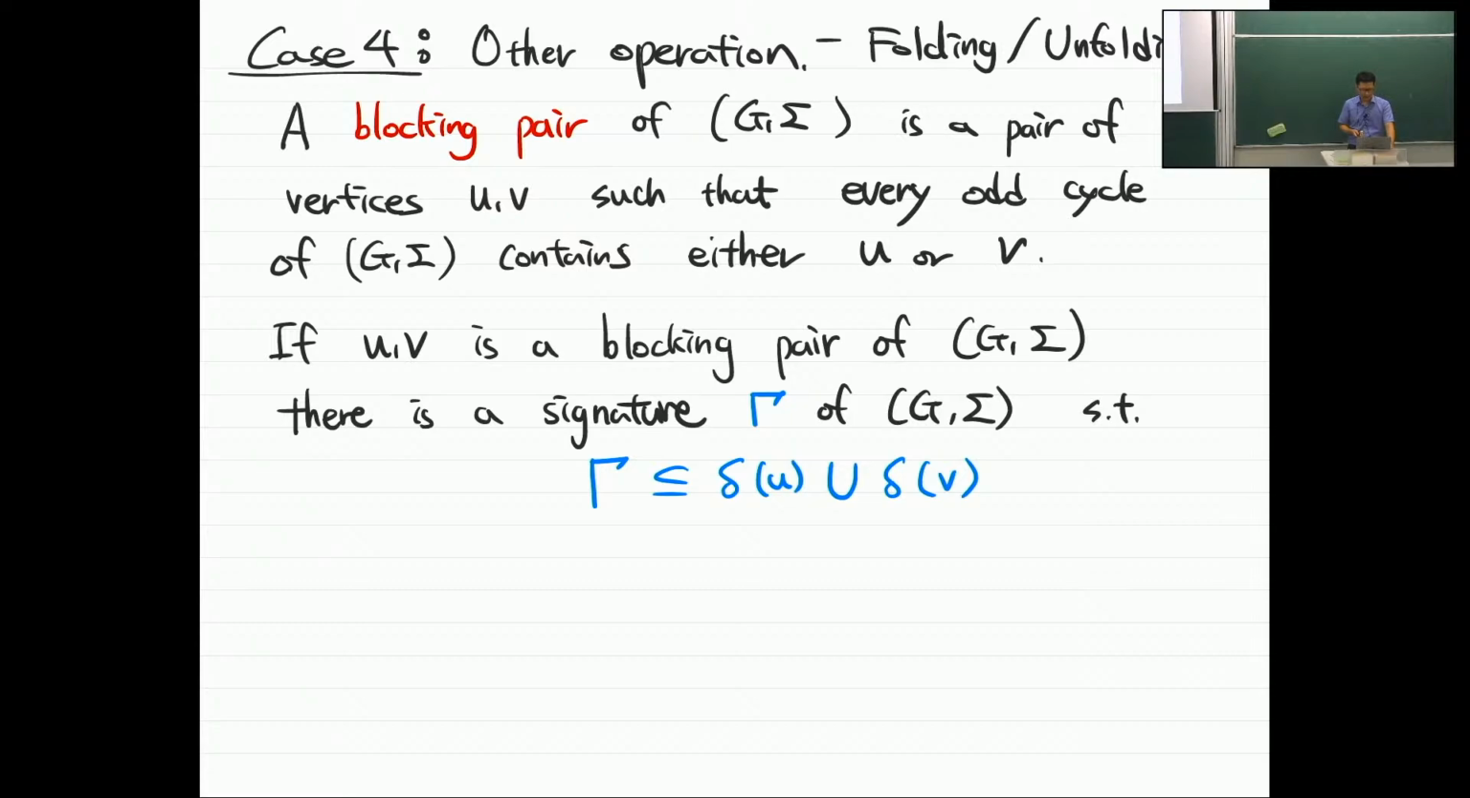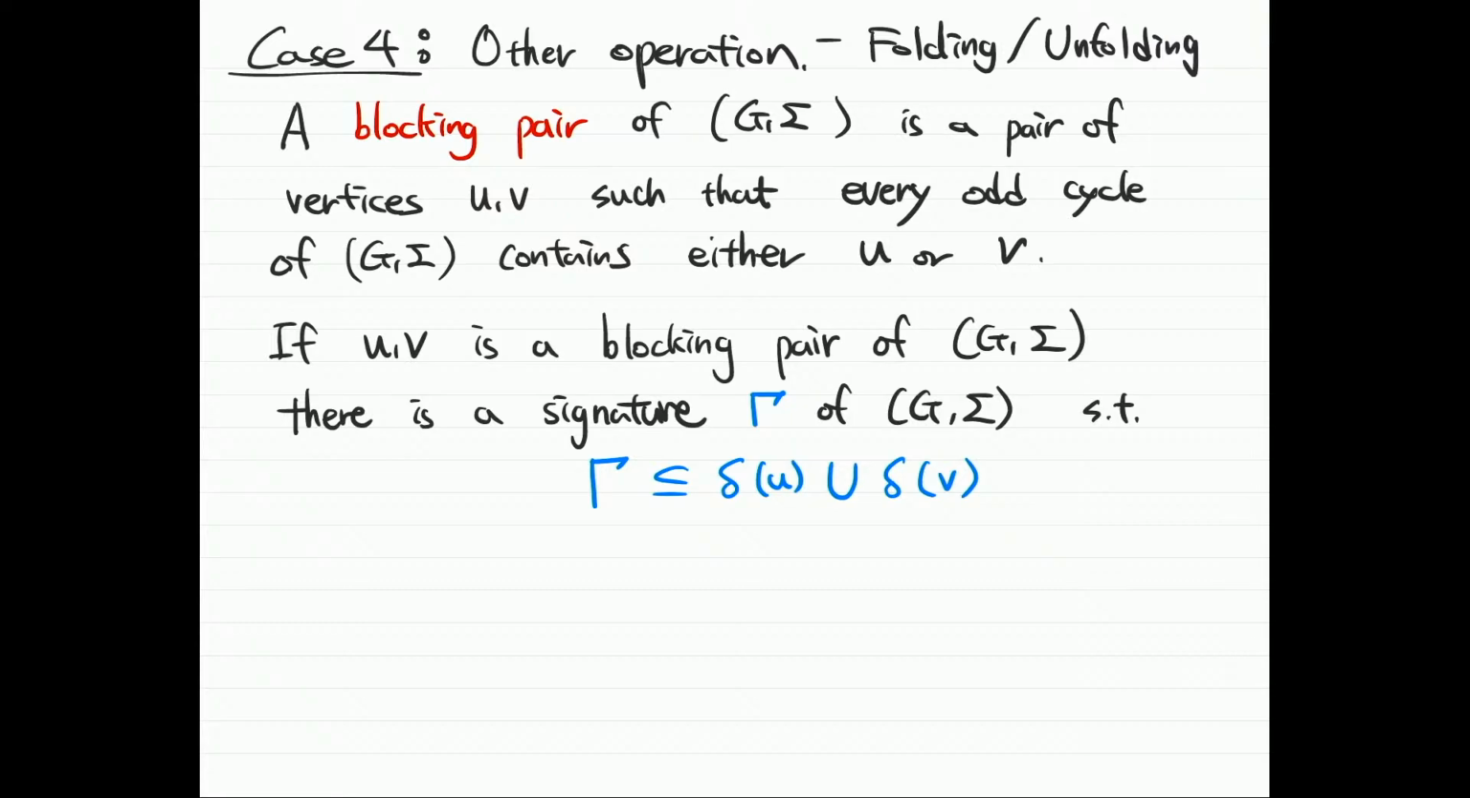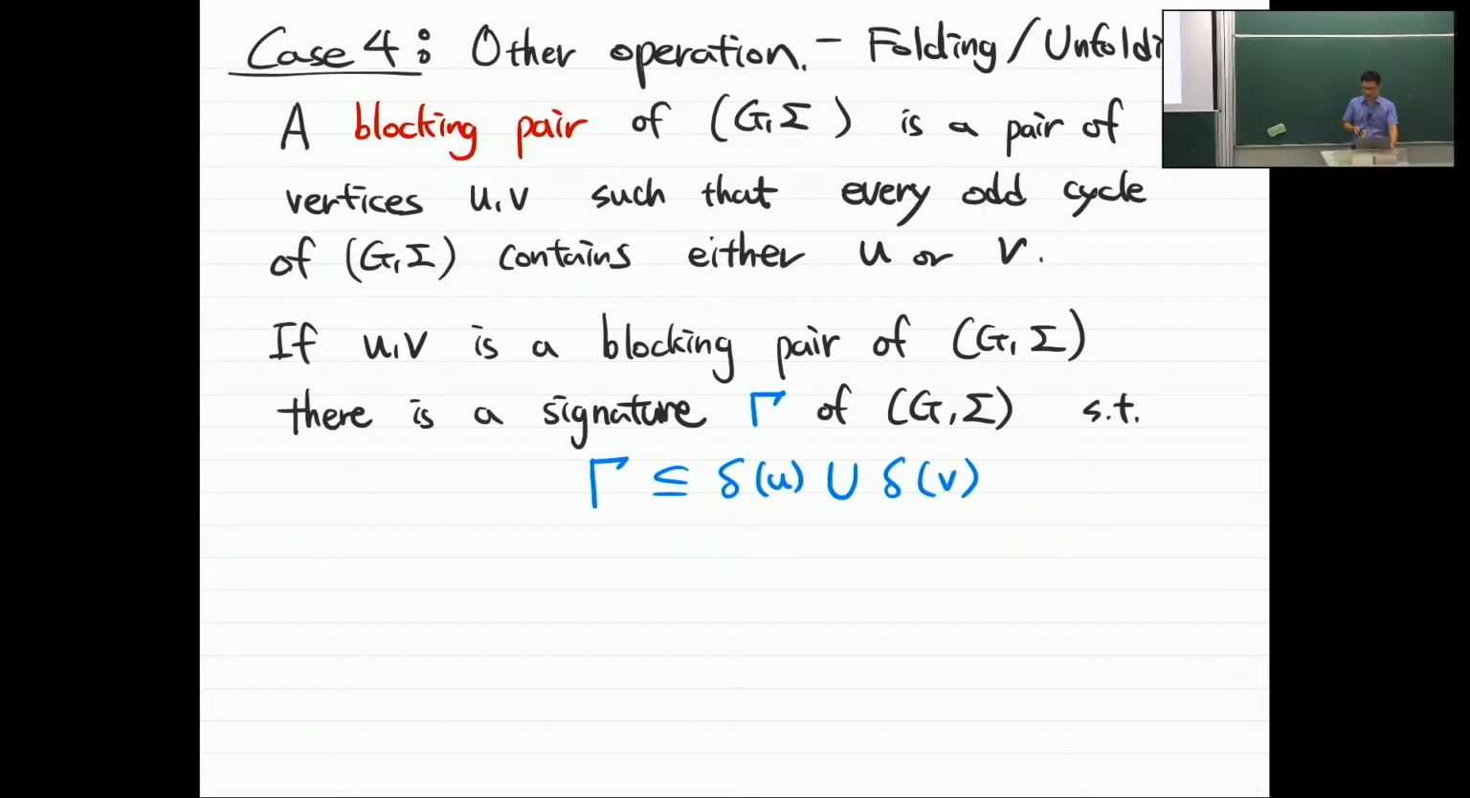For case 4, there is another operation called folding and unfolding. This operation is a little bit complicated, and there's a condition for this operation. Suppose that we have a representation G sigma with a pair of vertices such that every odd cycle of G sigma contains either U or V. We call this pair a blocking pair of this signed graph.